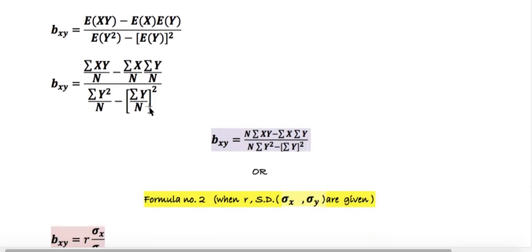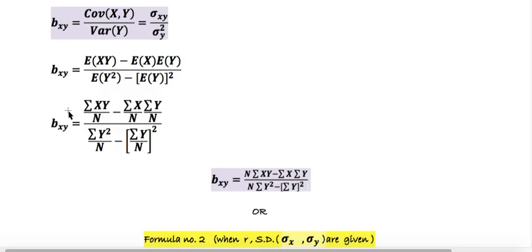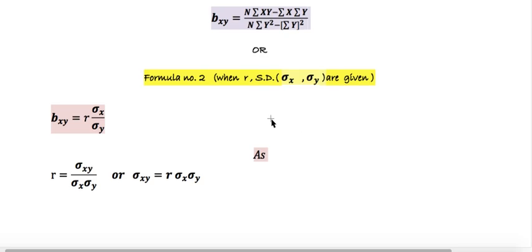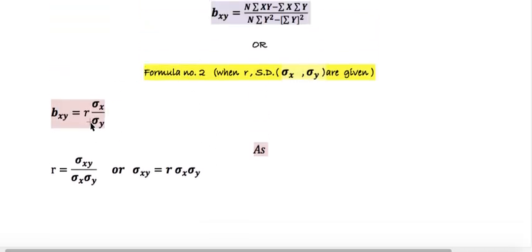So in the same manner we can find out the ratio of these two terms, and after simplification our formula can also be used. So here also, if r, sigma x, sigma y, three values are given, we can use the correlation formula to rewrite it as r times sigma x upon sigma y. So you can see x is written first, numerator is sigma x, y is written later, denominator is sigma y. So these are the two formulas.